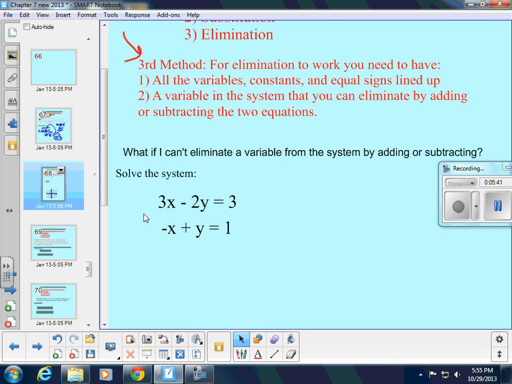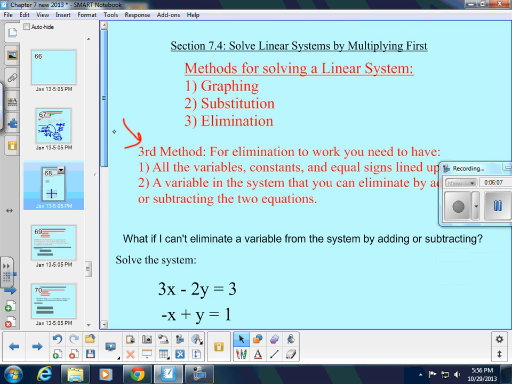Number one, I need everything lined up, and I've got that. But I also need to be able to add or subtract them, and it should eliminate something so that I can then find whatever the other one is and use that to solve. Well, in this case, I don't have that. So elimination is a great method, but it's got to be set up correctly for it to work. However, have no fear. There is a way to set this problem up for elimination still. Like it says for the section title here, solve linear systems by multiplying first.